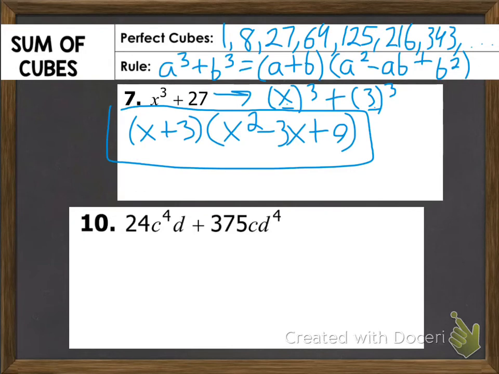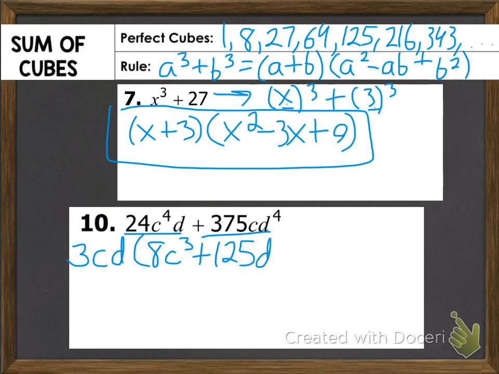Now look at number 10. So, kind of like how we had in number 5, we need to pull out our greatest common factors. So, between 24c to the 4th d and 375c d to the 4th, I can take out a 3. I can also take out a c and a d. And what I'm going to be left with inside my parentheses is 8c cubed plus 125d cubed.